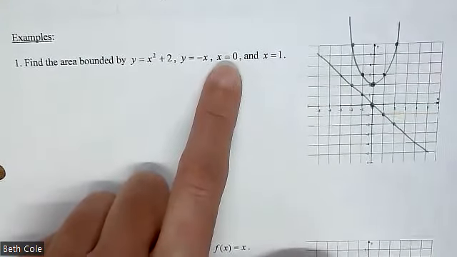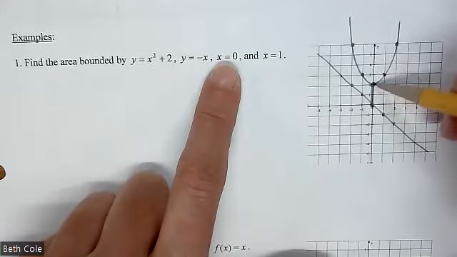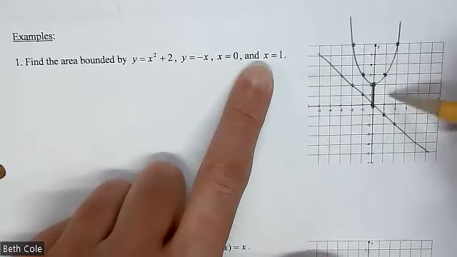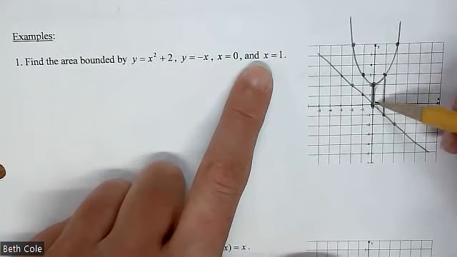All right, x equals 0. That's a vertical line at 0. That's this. And x equals 1 is this. So this is the little shape that we're finding the area of.